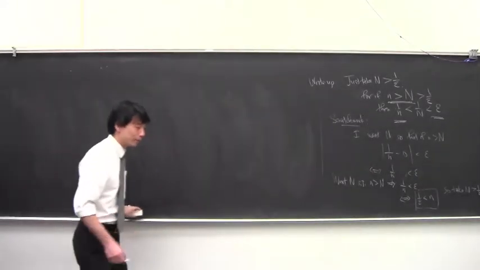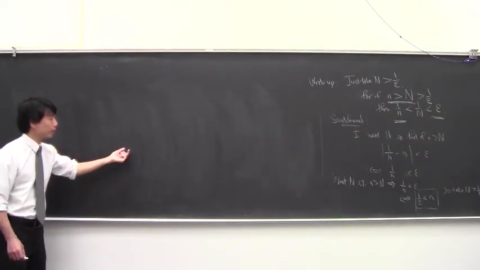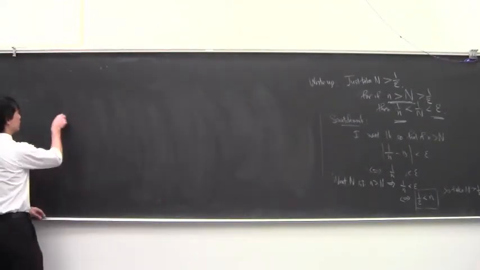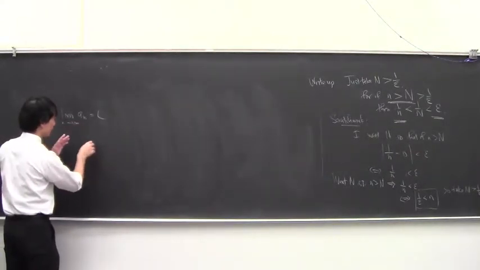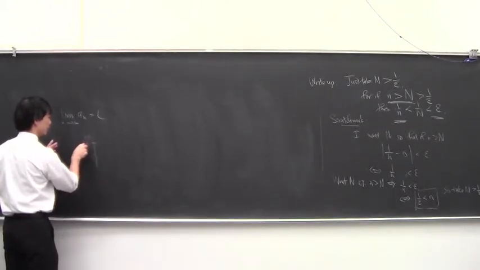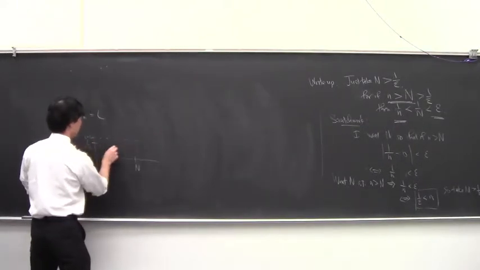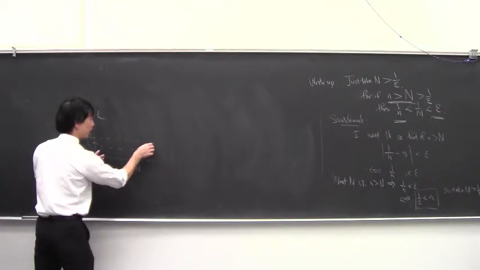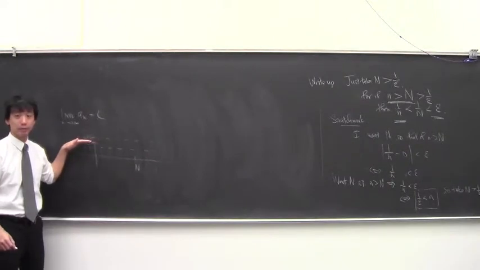In any case, what's the game, right? The game is to show that given an epsilon, there's a time past which all your sequence elements are within epsilon of the limit, right? What does this mean? To show something like this, it means that you have to show that, here's L, given any epsilon, there's a time past which all your sequence elements lie that close to L.